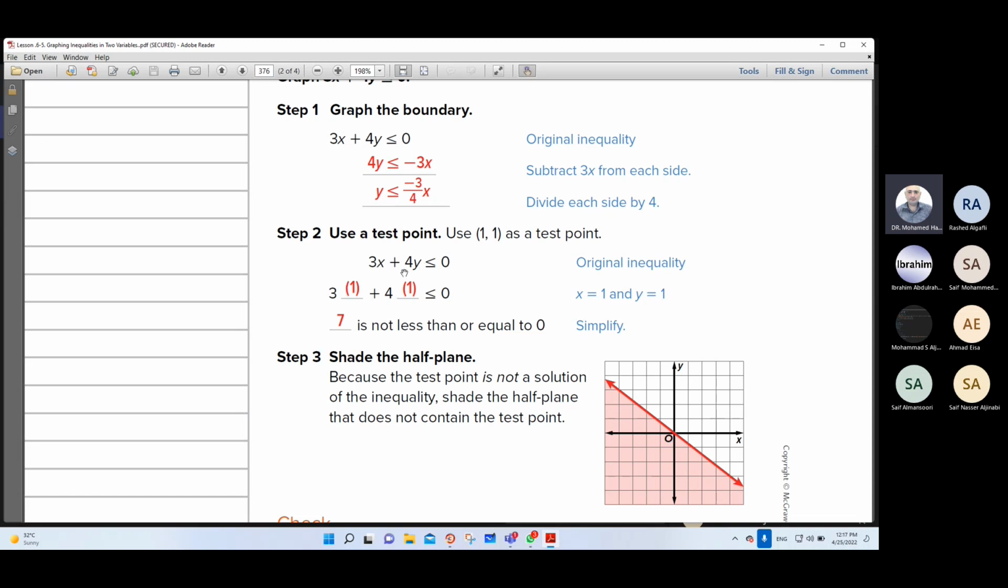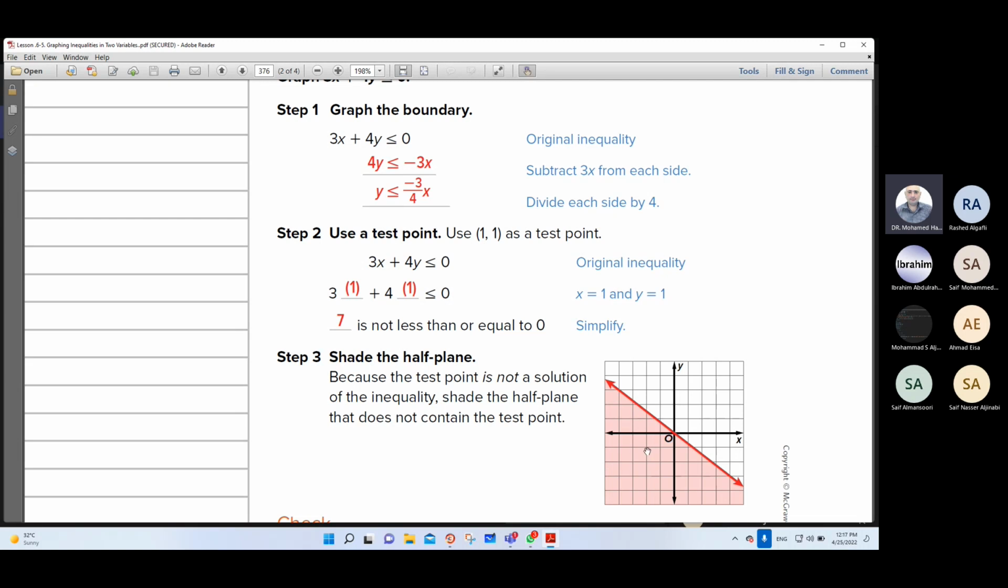3 times 1 plus 4 times 1: 3 times 1 is 3 and 4 times 1 is 4. 3 plus 4 will be 7. Is 7 less than or equal to 0? No, it's not. So this is not in the area of the solution. So this part is not the area, which means the second part is the area.